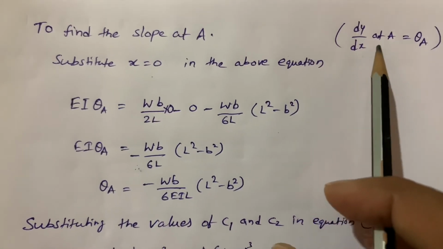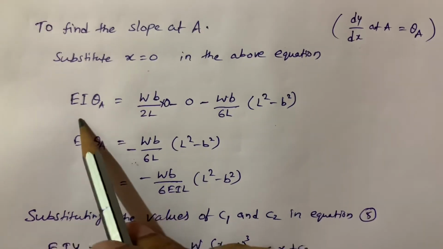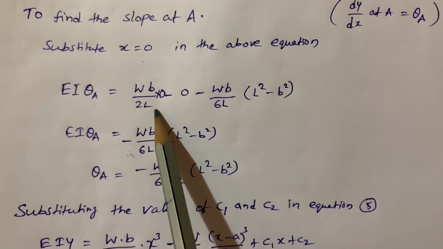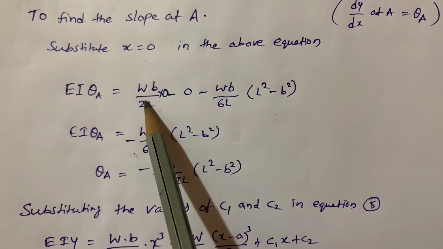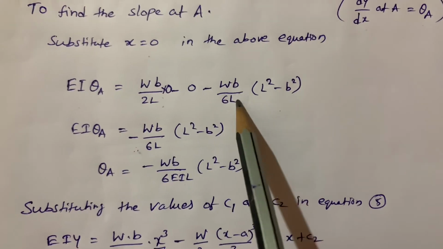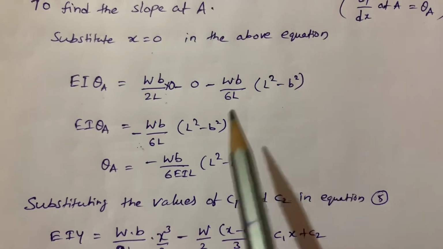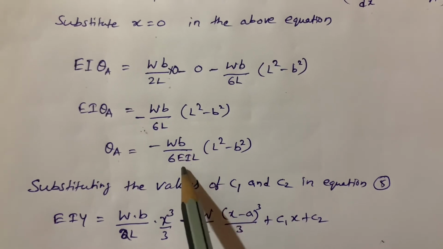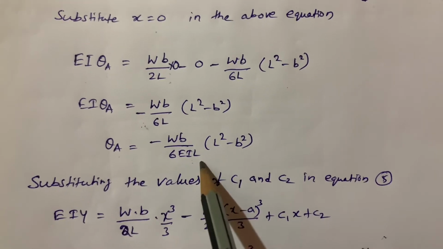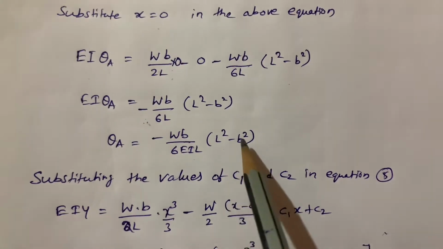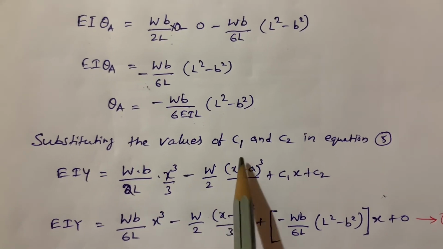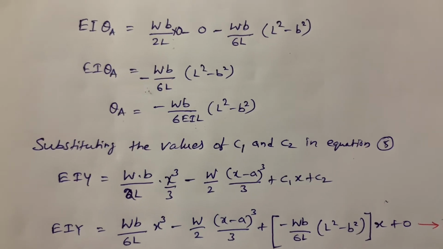So dy by dx at A equal to theta A. So EI into dy by dx is nothing but theta A, and I substituted x equal to 0. So 0 into anything is 0, and 0 minus WB by 6L into L square minus B square. So I got theta A equal to minus WB by 6 EI into L into L square minus B square. So after that, I am substituting the C1 and C2 values in equation 5.